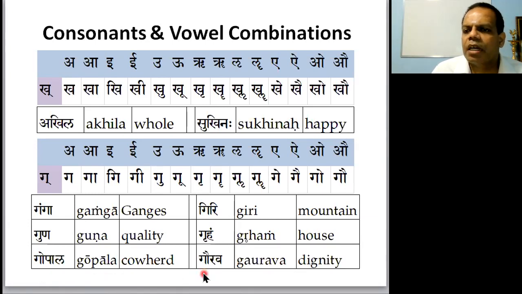The next word is Gaurava. Just make note, this is Rava, it's not Ka. Look at the Ka and Rava. There's a gap between the Ra and Va. Sometimes people say Gauka, but it's actually Gaurava. Gaurava means dignity. I think everyone knows, respect or something like that. Dignity.